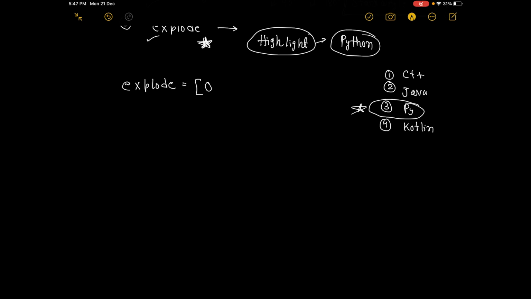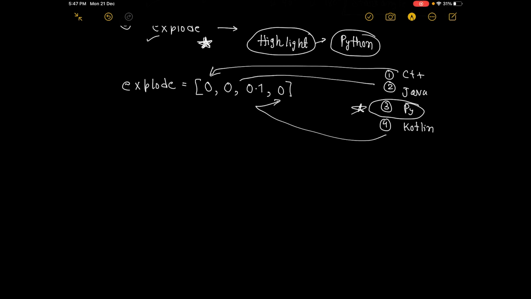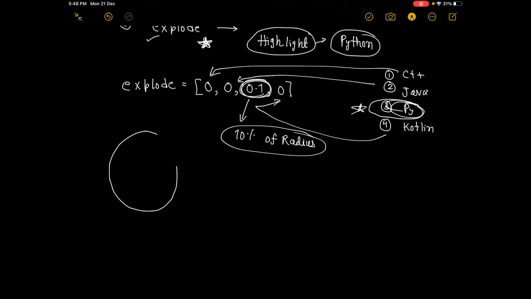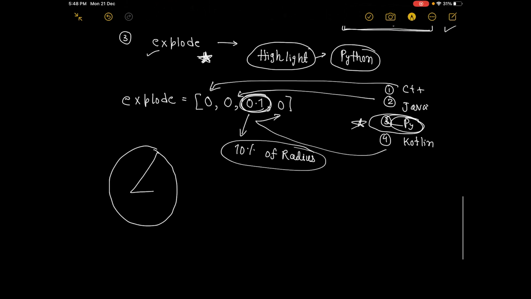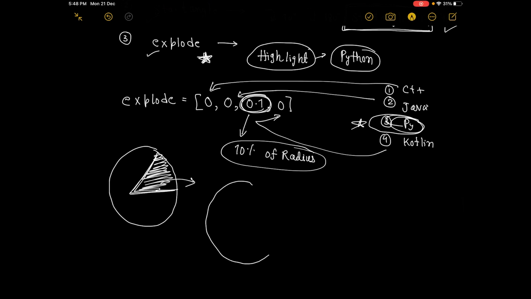So I have to give 0, 0, and the third value I want to explode it by 10%, and again give 0. Now Kotlin is 0, your C++ is 0, your Java is 0, but your Python here, the third value is 0.1, which is nothing but 10% of the radius of the pie chart. What it does is, if you have the pie chart like this, and imagine this as your 10%, so this is exploded out. So when you get the pie plot, it will look something like this.